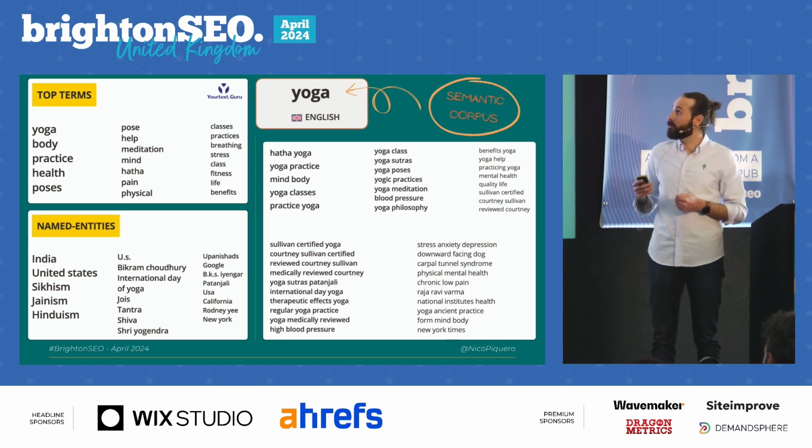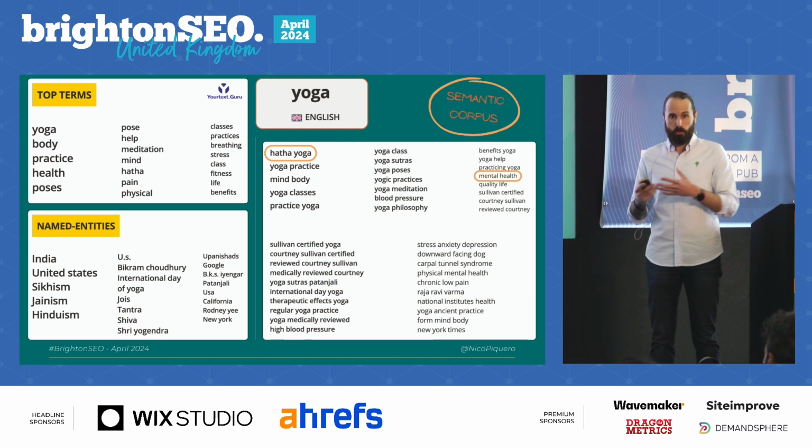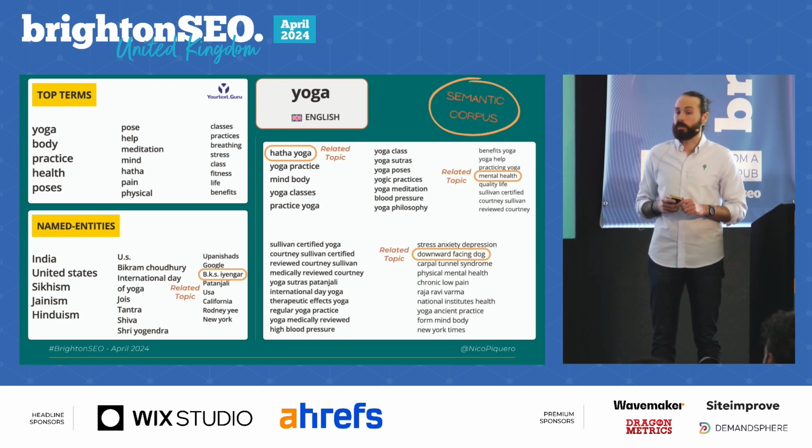So in here, we can find some potential content ideas. Hatha yoga, which is a specific yoga practice. Mental health, same here: is that a keyword that we would find when searching for the yoga keyword in our keyword research tool? I'm not sure, but is there a relationship between these two? Apparently, yes. Downward facing dog, a specific yoga pose, and some entities as well. Here, BKS Iyengar, someone who created a specific yoga practice. Anyway, plenty of different terms that can become our related topics.